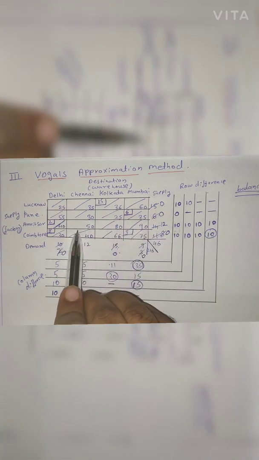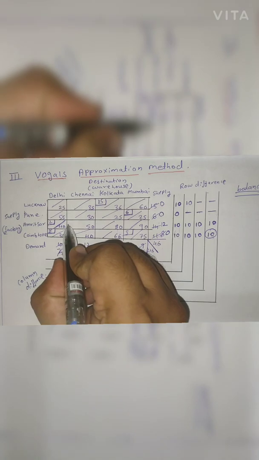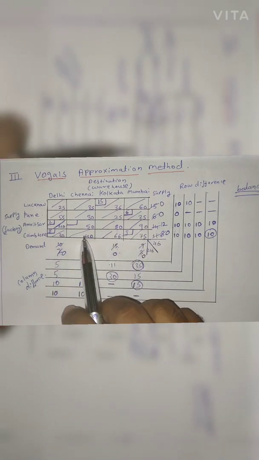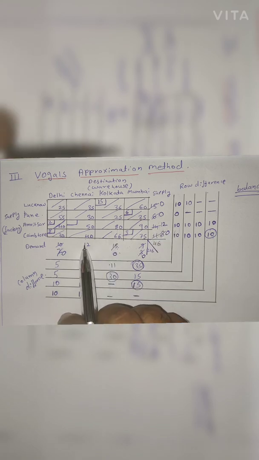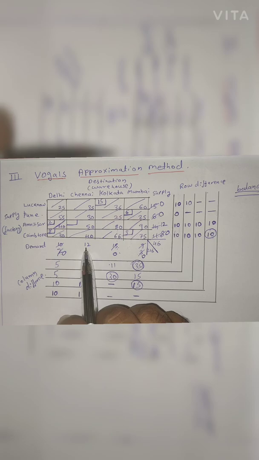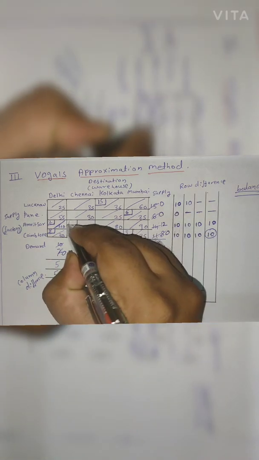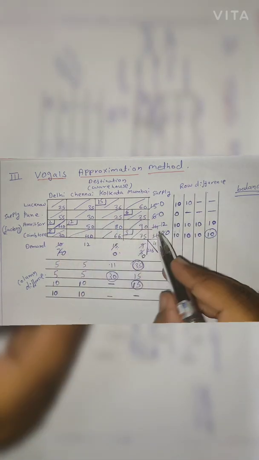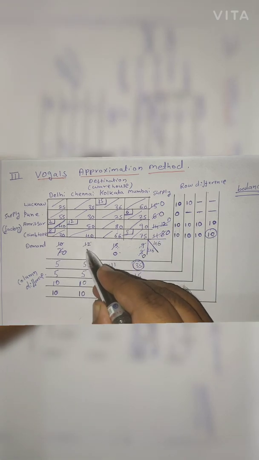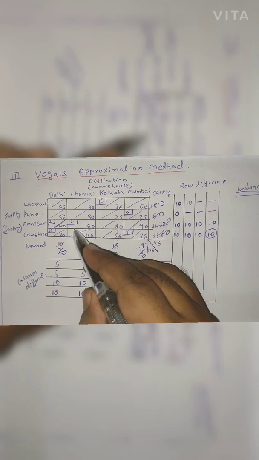Now the last value is left, which is 50. We'll put a box. There are two values now, 12 and 12. In supply the row is 12, and also in demand it is 12. So we'll write this value 12 over here. Now this 12, we subtract from this 12, you'll get 0. From this 12, if you subtract, you'll get 0. So we'll eliminate this.